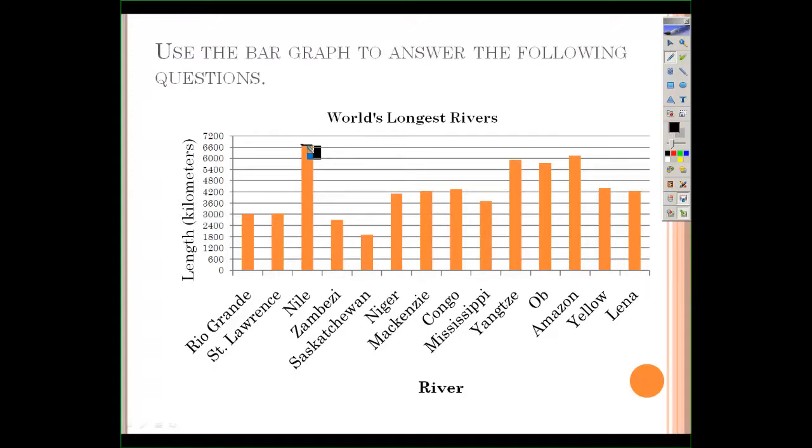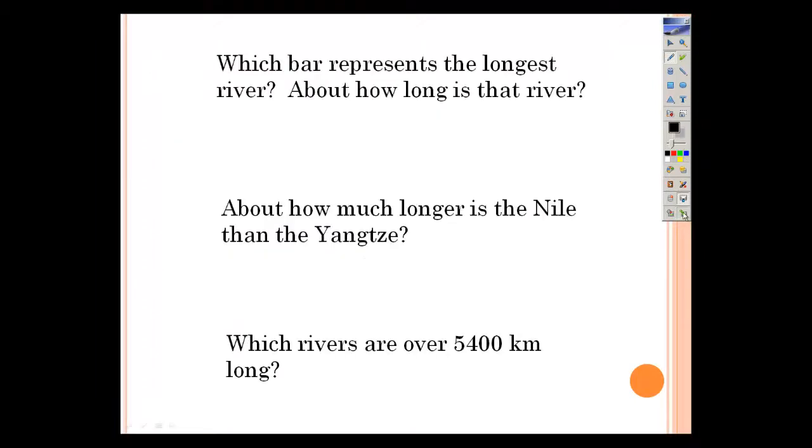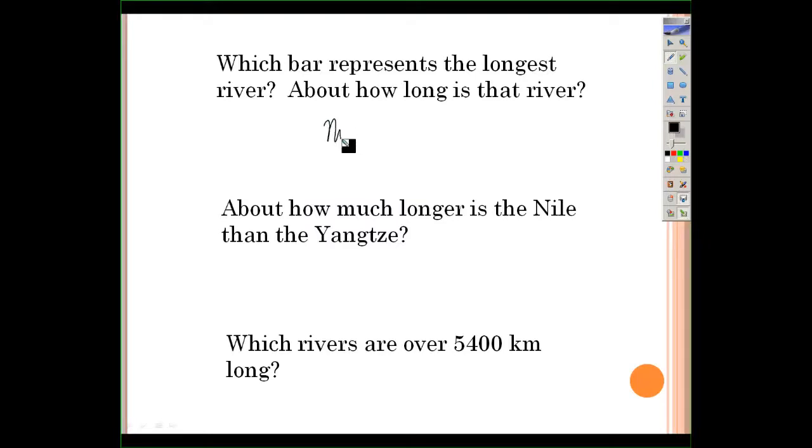If I look here on my chart, I'm going to say it's about 6,600 kilometers. So for my first answer, what bar represents the longest river? The Nile River, and it's about 6,600 kilometers long.